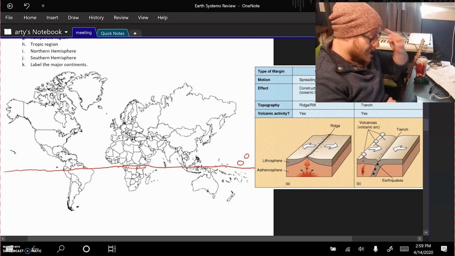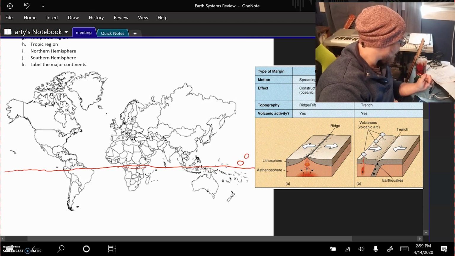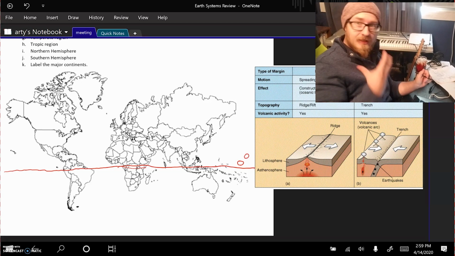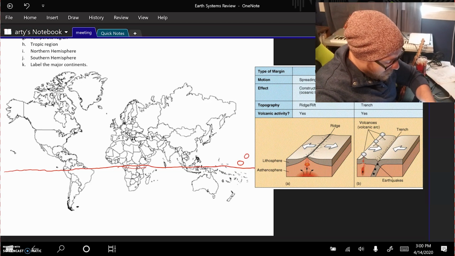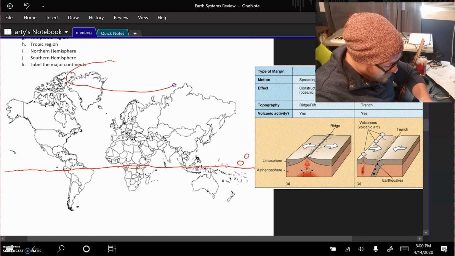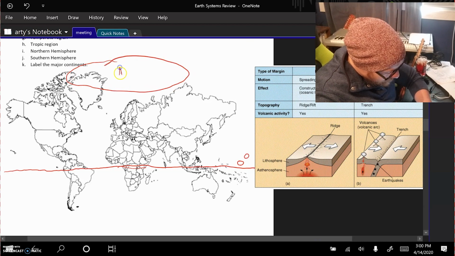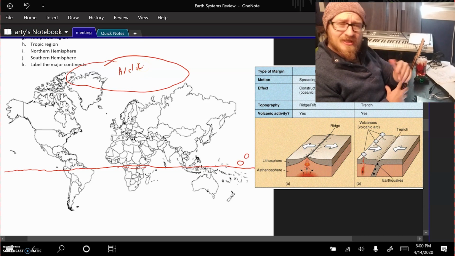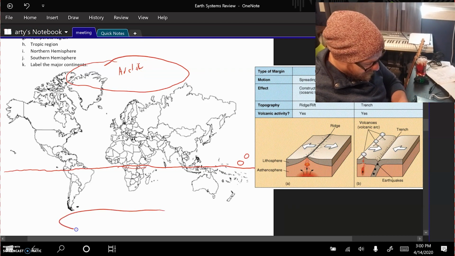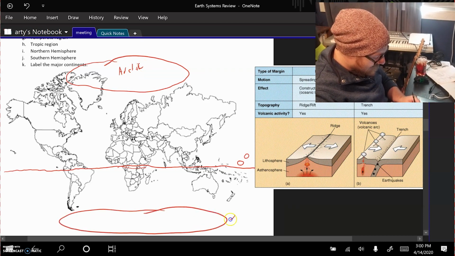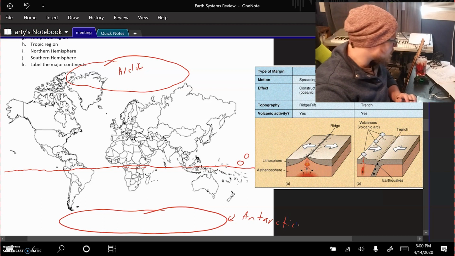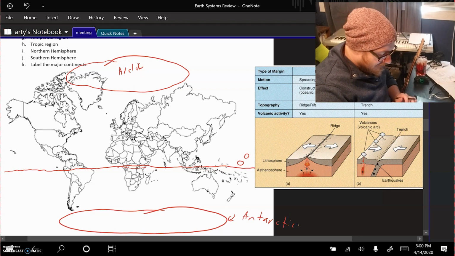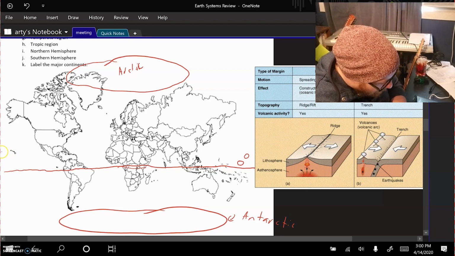That's your equator. Then let's go ahead and label the Arctic Circle. The Arctic is up in the north, so the Arctic Circle is your North Pole. So this is your Arctic region. The Antarctic region is the South Pole, so that's going to be down here. In fact, for some reason, they don't even have Antarctica labeled, so this is going to be the Antarctic or Antarctica.